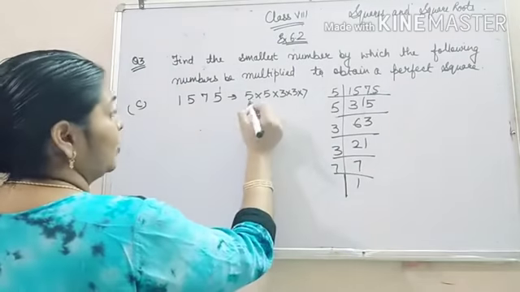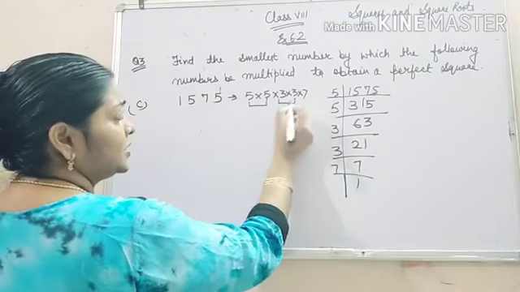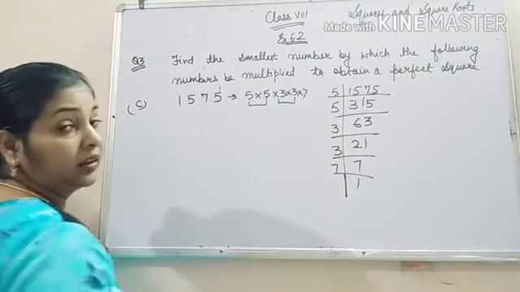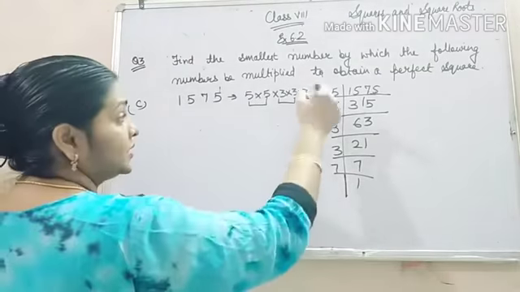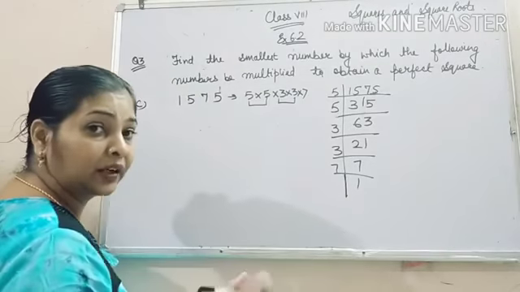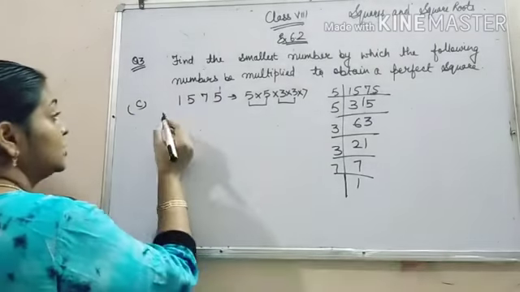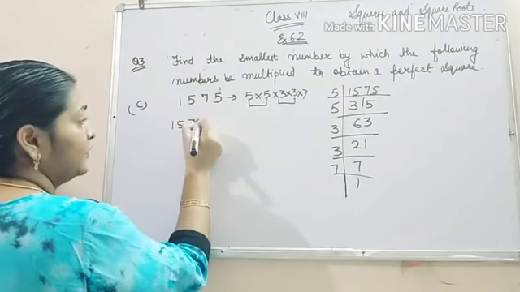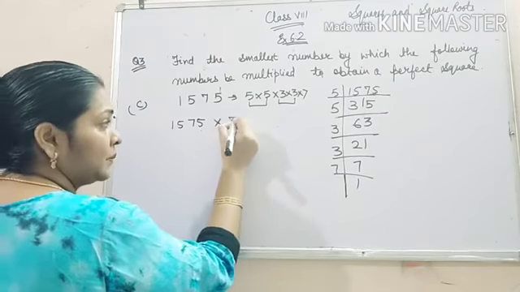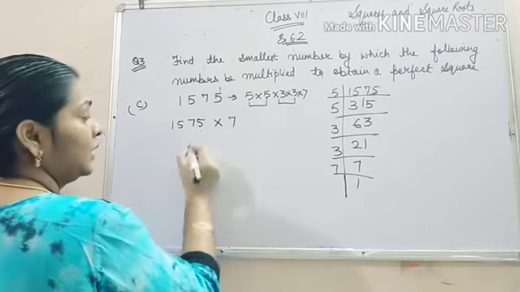Okay. Now 5 is in pair, 3 is in pair, but 7 is idle. And whichsoever number is idle, we have to make a pair of that. So 1575 should be multiplied by 7. Do the multiplication.